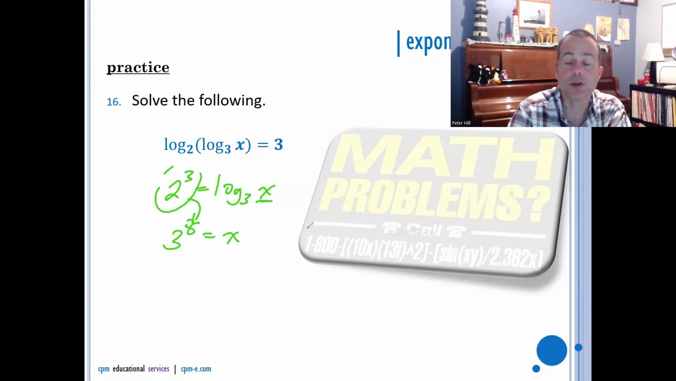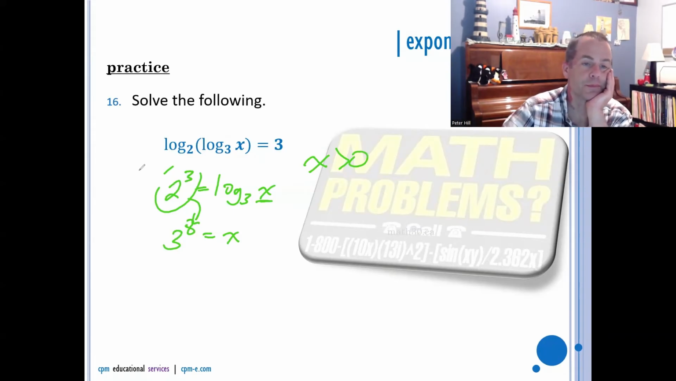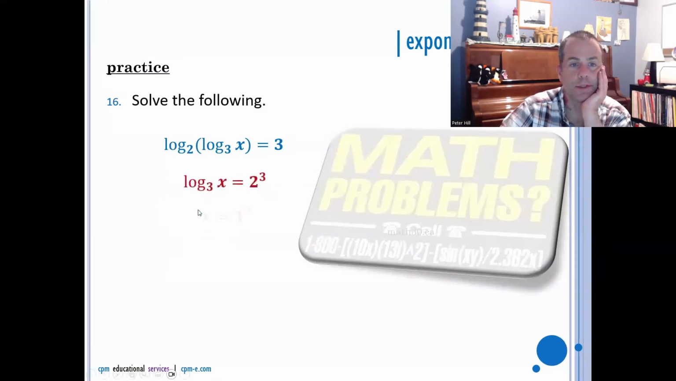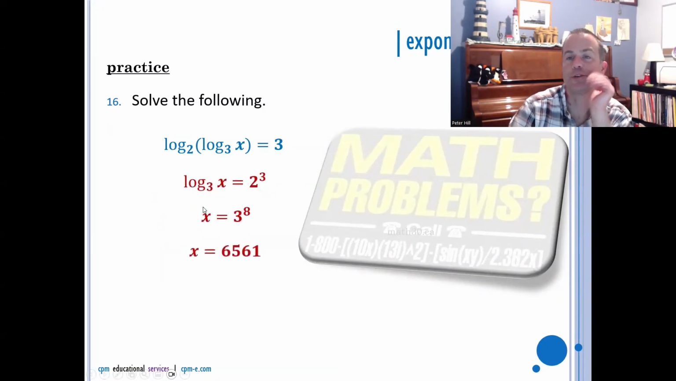Okay. Now, let's also talk restrictions on this. When I'm taking the log of something, I have to take the log of a number that's greater than 0. So I would also want to say here, x has to be greater than 0. 3 to the 8 is greater than 0. I don't know what 3 to the 8 is off the top of my head, but I'll tell you in a second when I bring the PowerPoint up. 6,561. Okay. At some point, my mental math does cap out. Okay, we got this. 6,561, okay? All right.